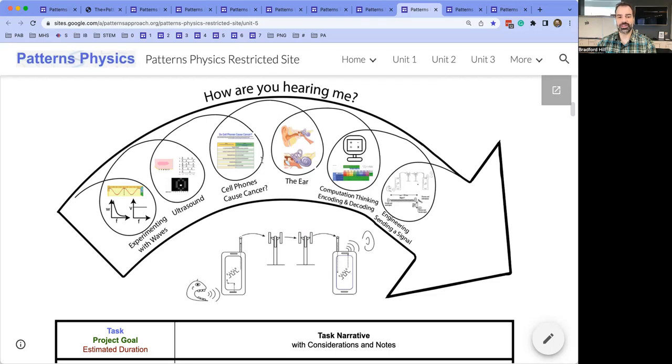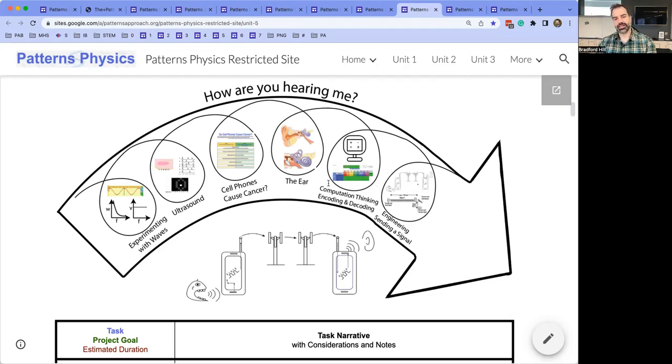All right, then with that, we have: do cell phones cause cancer? That is that performance expectation around evaluating published materials. That's where they need to be masters of that. So we are going through exposure, practice, mastery. So you'll see in previous units building up to that skill of evaluating published materials. Then there is a task around the ear, and that brings up resonance, which is in the evidence statements.